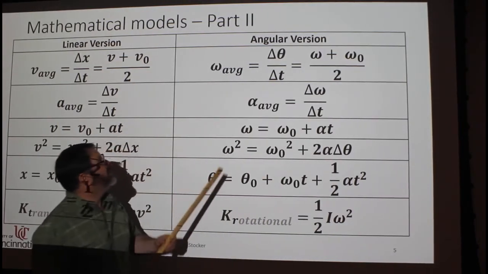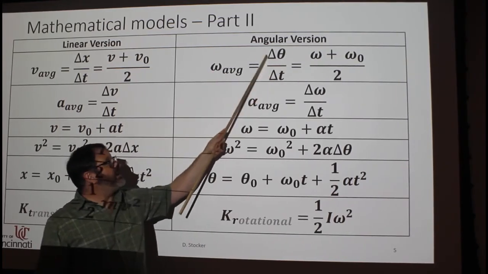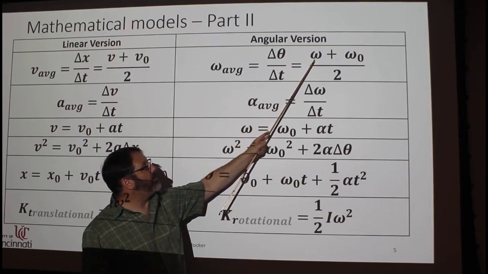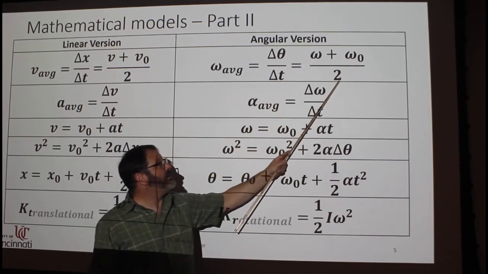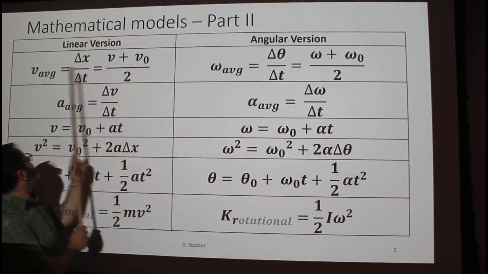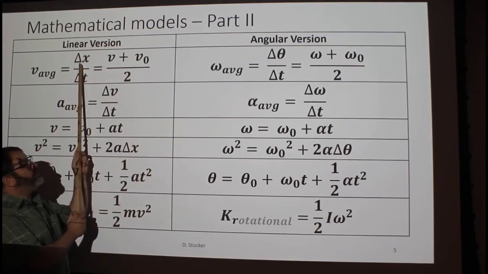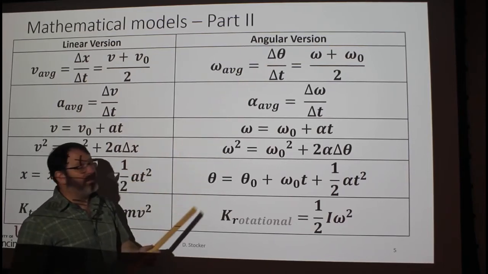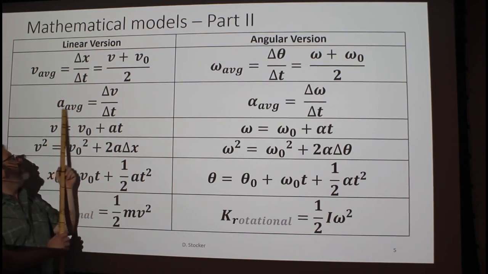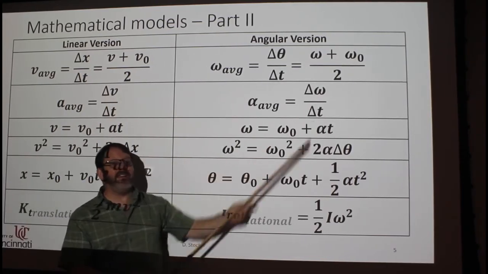Now let's look at these. So the average angular velocity is the change in the angle over change in time, or the final angular velocity plus the initial angular velocity divided by 2. Notice that this looks exactly like this, except that linear velocity has been replaced with angular velocity, and linear displacement has been replaced with angular displacement. That's the only difference. Same thing here. This is acceleration. Linear acceleration gets replaced with angular acceleration. Linear velocity gets replaced with angular velocity.